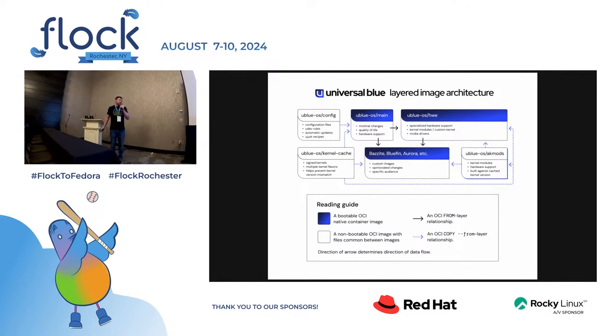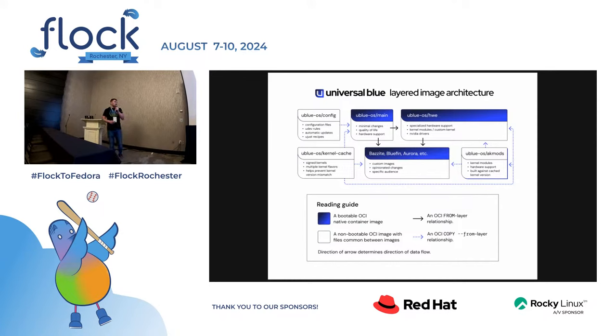So here is the architecture. It's a little bit overwhelming, but I'll try to go through it. We've tried to make it as accessible as possible. You'll see here that we have the main images. Those are basically our minimal changes, quality of life, hardware supported images. And we have different things that go into those main images. So we have our config repo, which includes configuration files, udev rules, automatic updates, and other tooling that we basically copy from a container into our main containers.